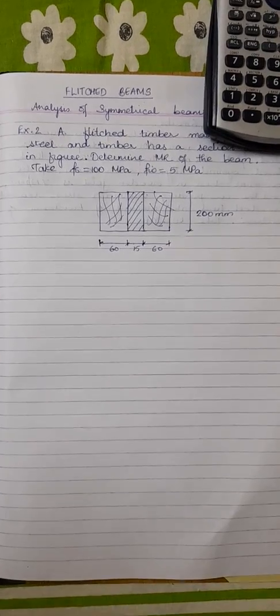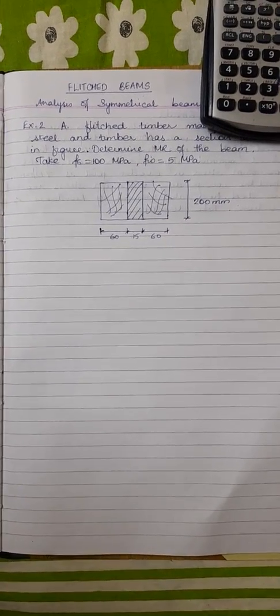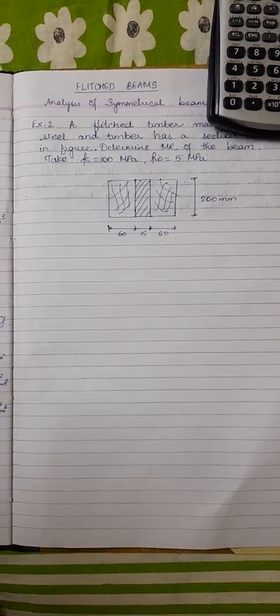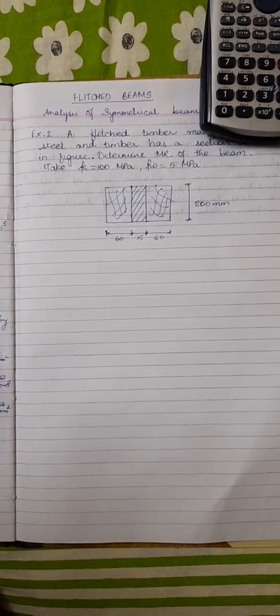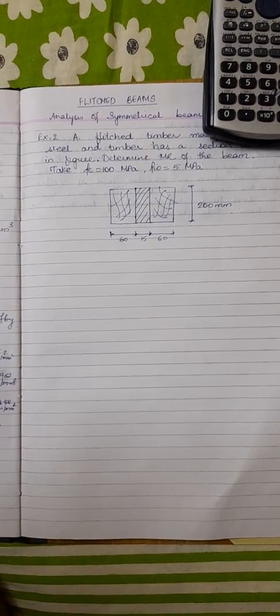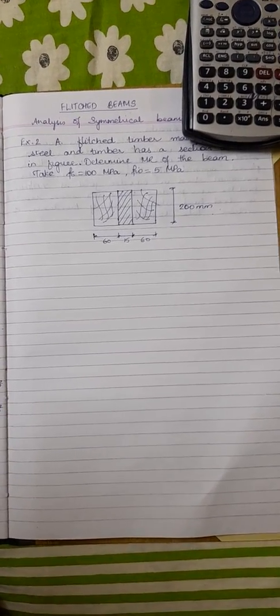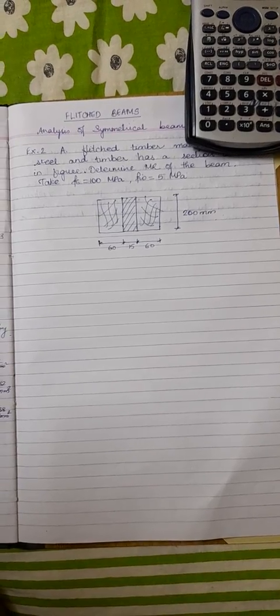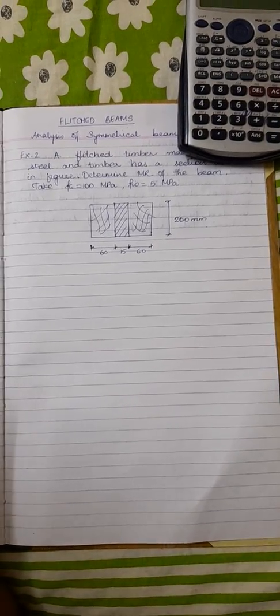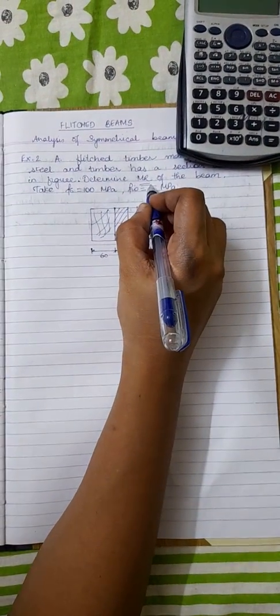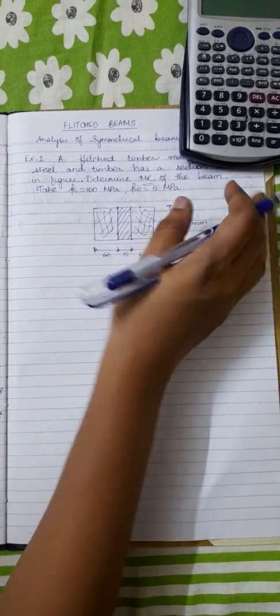This is the analysis of symmetrical beams, a second numerical from flitched beams. We have already analyzed this problem using one method, that is converting it to an equivalent timber section. This is the second method which we are going to use here. We are again going to calculate the moment of resistance, but without converting the section.